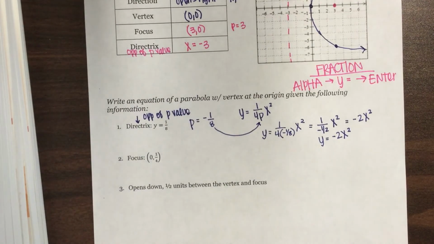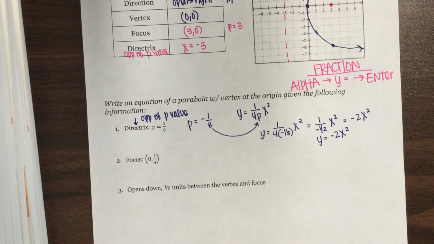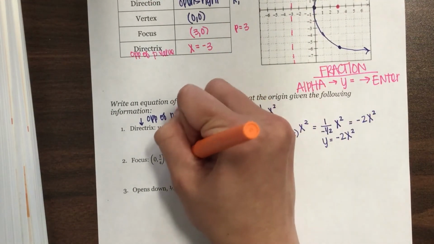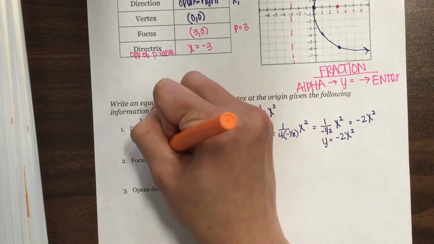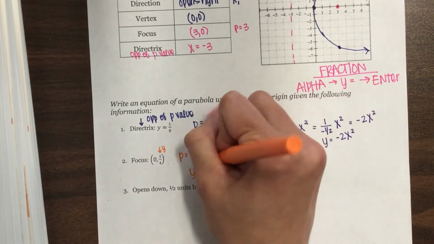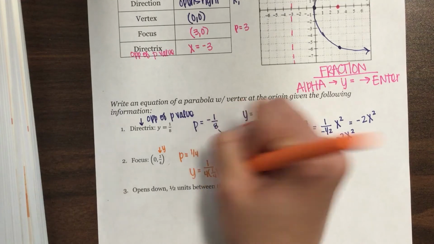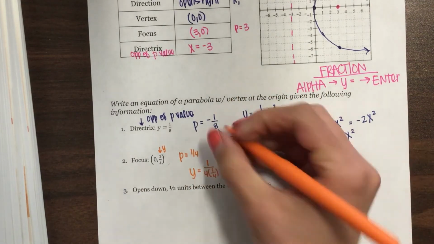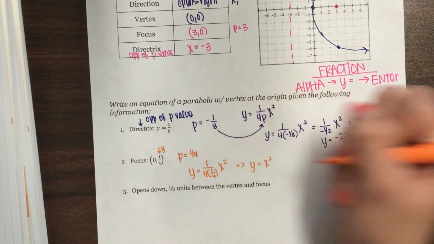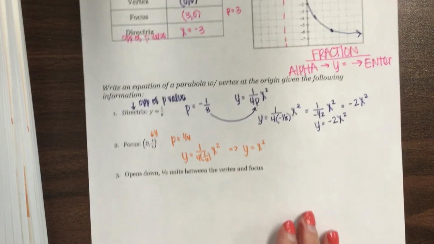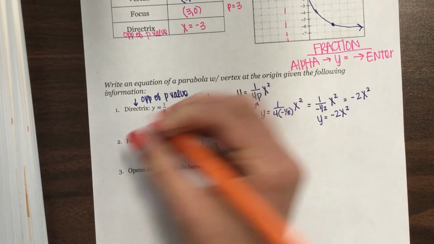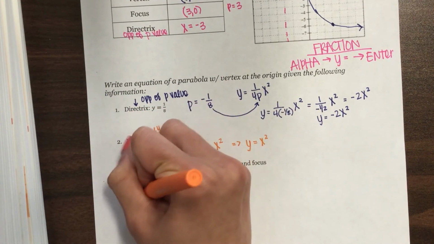Okay. So let's do this one. So the focus here, the focus is always the same as your p-value. So that means my p equals 1/4. And this is in the y, so I'm using the same equation still. So this is going to be y equals 1/4 times 1/4, and then x squared. 4 times 1/4 is just 1, so that's just going to be y equals x squared. And you're done.